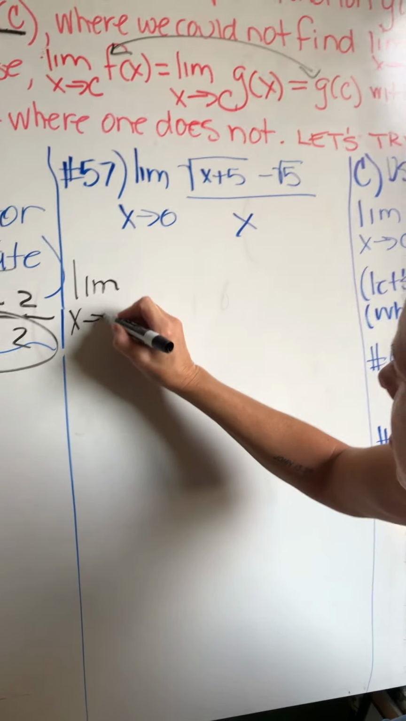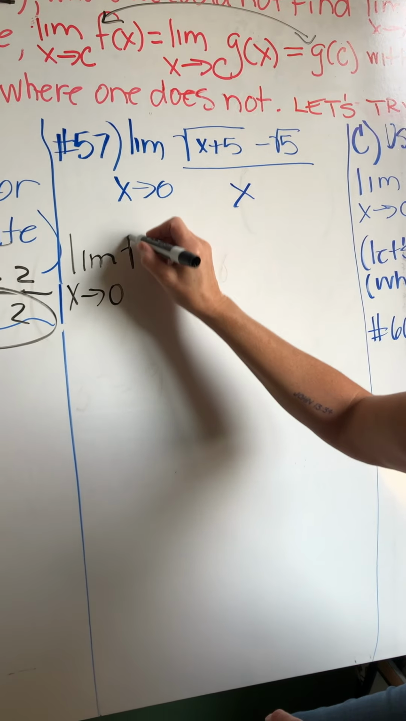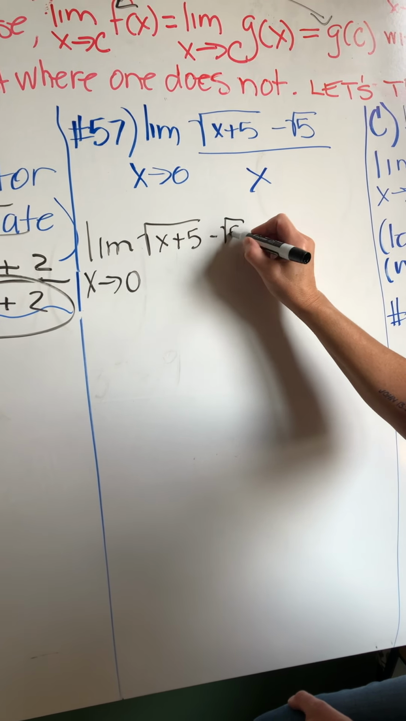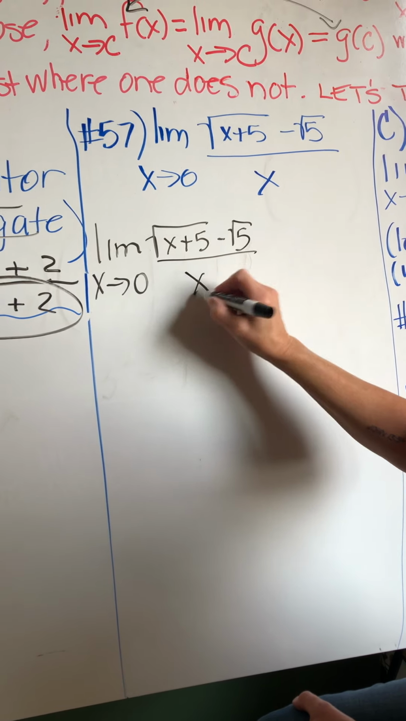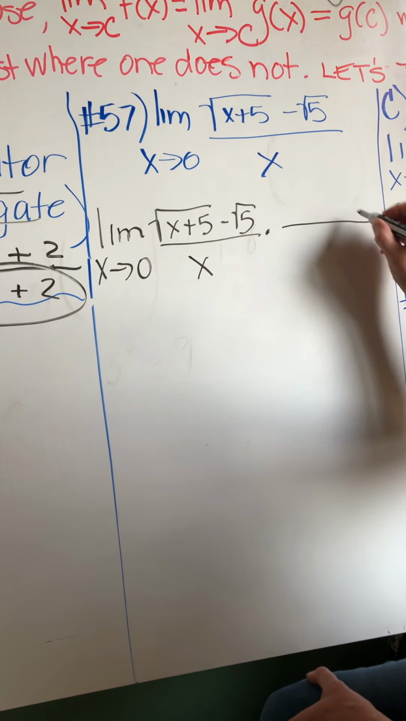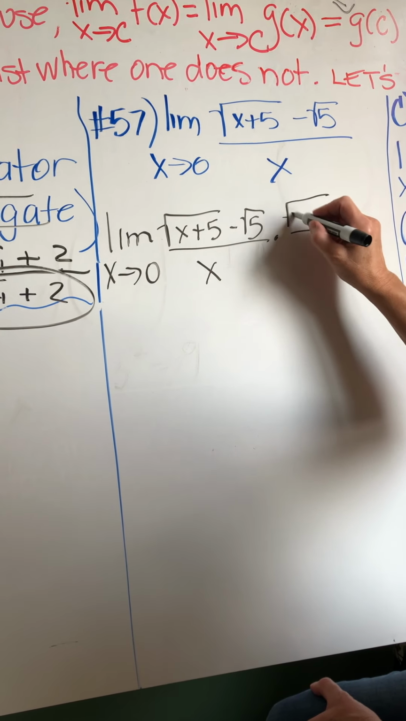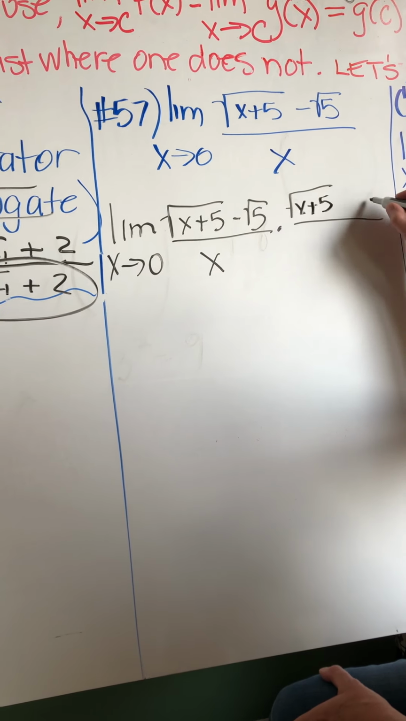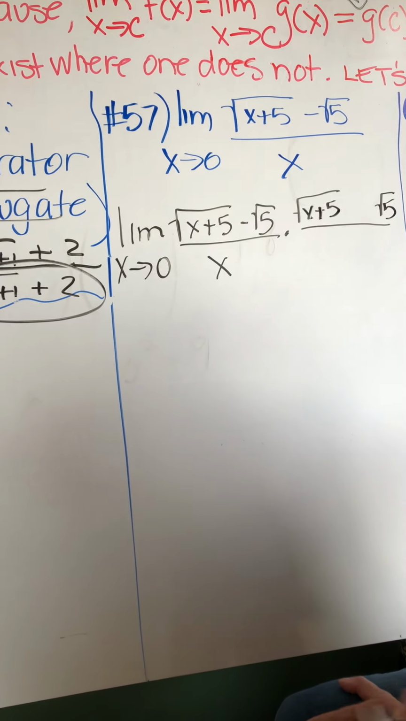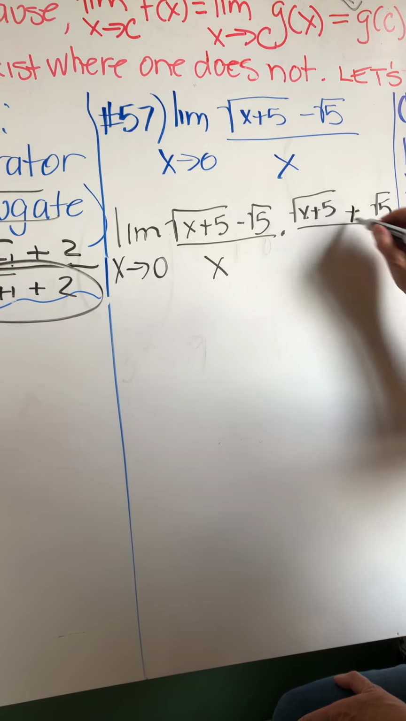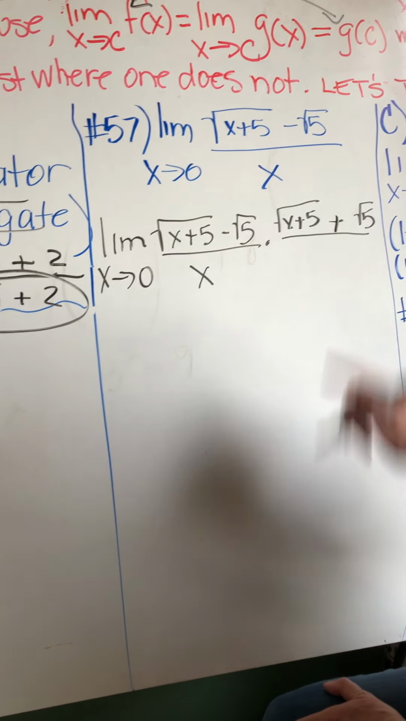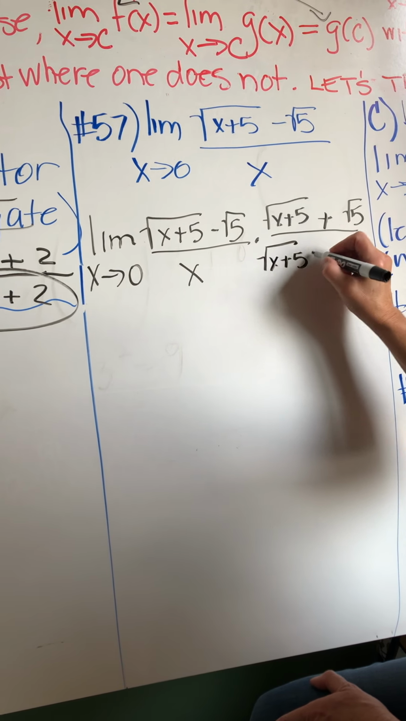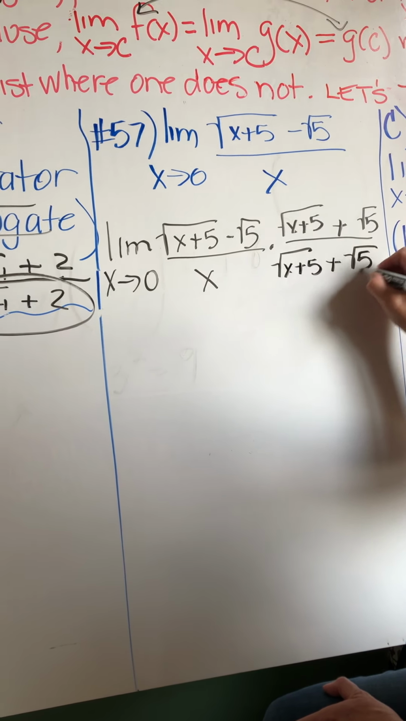The limit is x approaches 0. All I'm doing right now, class, is writing the same function here. I'm just giving myself room to multiply by the conjugate. The numerator, the first term is the square root of x plus 5. The last term is the square root of 5. I'm going to put the opposite sign in between. Of course, I have to multiply the denominator by the same. Otherwise, I do not have an equivalent expression.